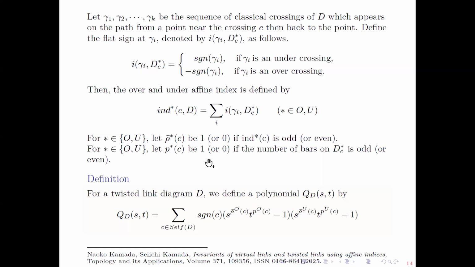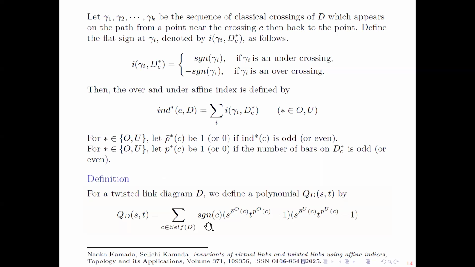In your component, if the number of bars is odd, then this P star is 1. And if the number of bars is even, this P star is 0. Star denotes the component, either over or under, O or U. So if you have this data, the polynomial is like this.